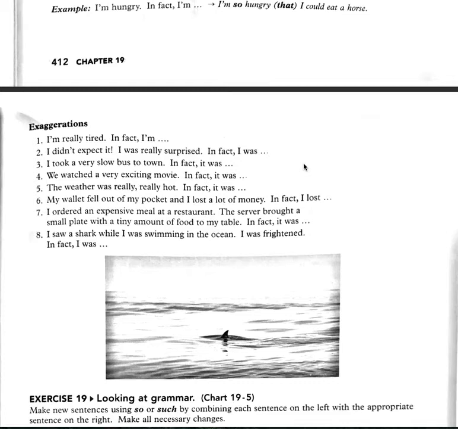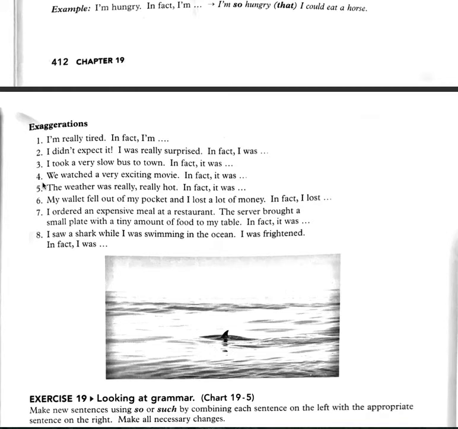Number 4. Remember, exaggerate. We watched a very exciting movie. In fact, it was so exciting that I fell out of my chair 3 times.